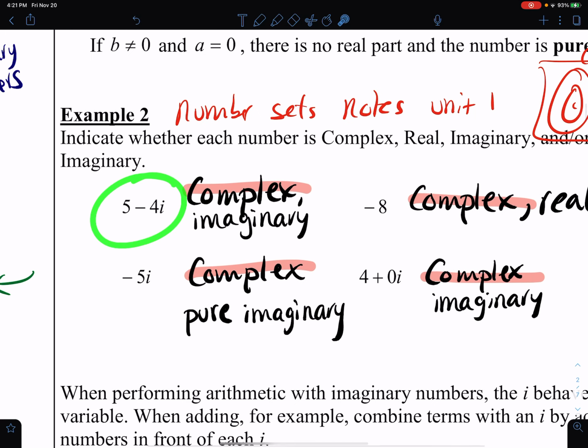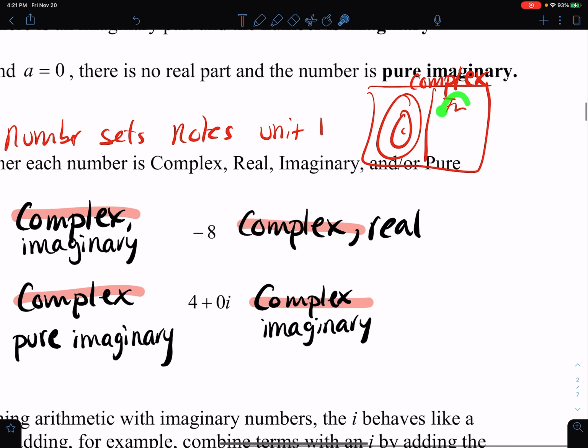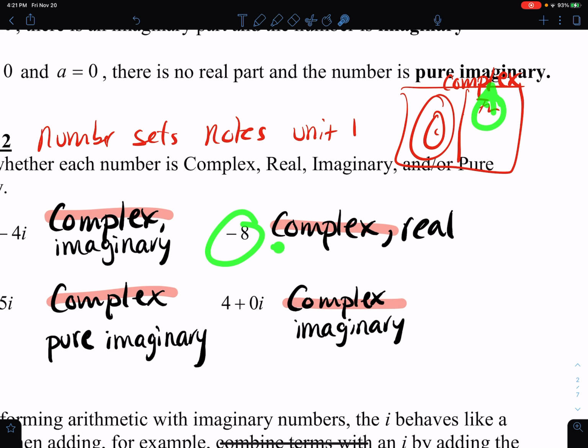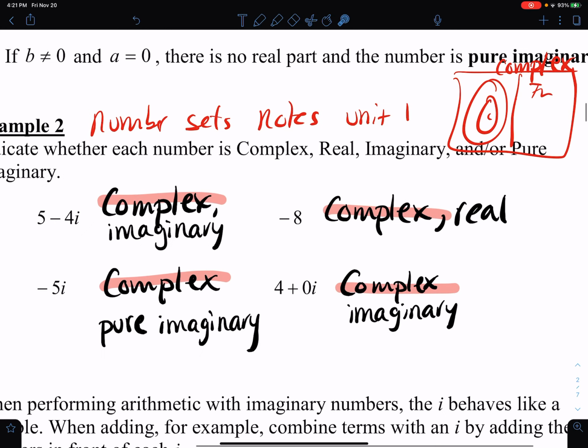So this is a complex number to begin with, but because it has an imaginary component, it is also an imaginary number. And that's why we can see the imaginary numbers are under the complex. Whereas the -8, it is complex because all of our numbers are complex, but there is no imaginary portion. So it's just the real portion, so it's only real. So if a complex number has an imaginary component, it's complex and imaginary. If a complex number only has the real component, then it's complex and just real.